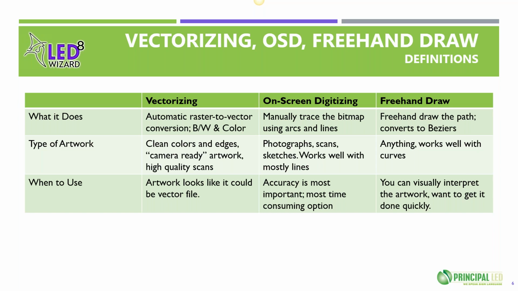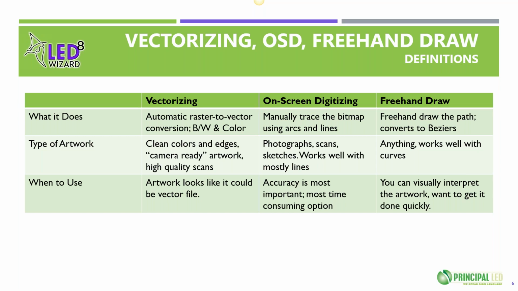Okay, so those are the three options, what they are and when to use them. In some cases, it's completely up to you as to which you think will work the best. Maybe you try vectorizing. Did I get good results? If I didn't, maybe I'll have to on-screen digitize it.